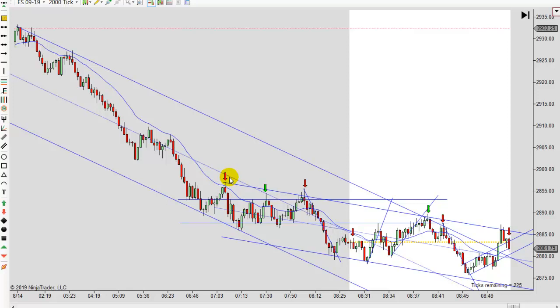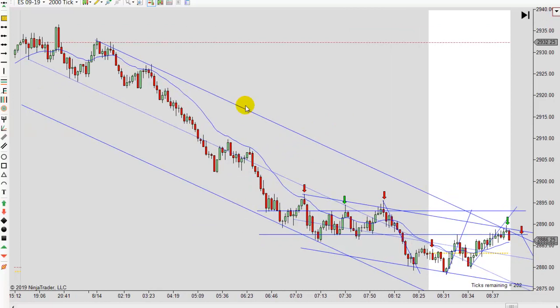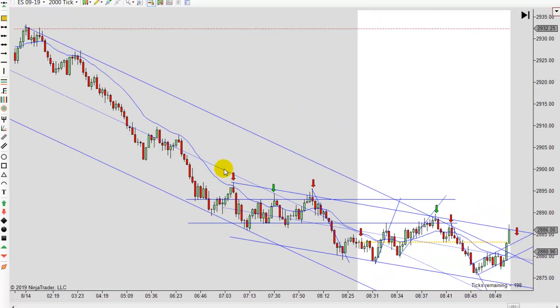Generally, I'd want to wait for this to come back to the midline or the original trend line, but this, look how strong that sell-off is. Just take that second entry. I don't see any other way around it.